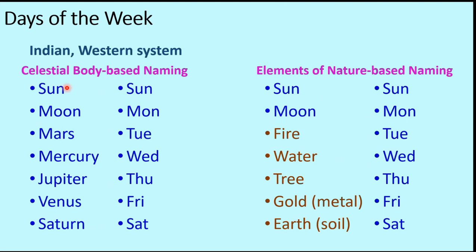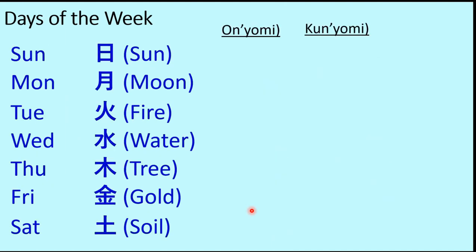Countries like India and most of the Western countries follow this celestial body based naming, whereas Japan, the Japanese system of naming, uses the elements of nature based naming. So this is the background of how days of the week are named. We will now focus on this one because we are learning Japanese here. So we will see how these 7 elements translate to the 7 days of the week in Japanese.